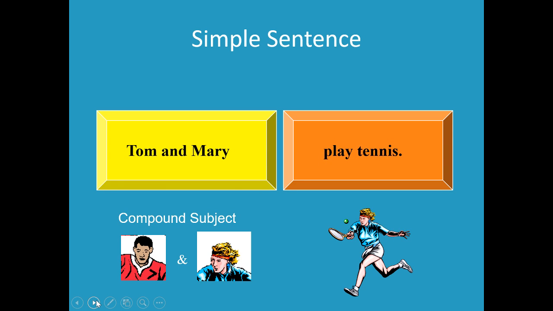Here's another example. Tom and Mary play tennis. Now here, Tom and Mary has become a compound subject. Compound subject means if a sentence has more than one subject. Here it says Tom and Mary. Tom is one subject, Mary is one subject, and they are both performing the action mentioned in the sentence, play tennis. Therefore, this Tom and Mary becomes a compound subject.